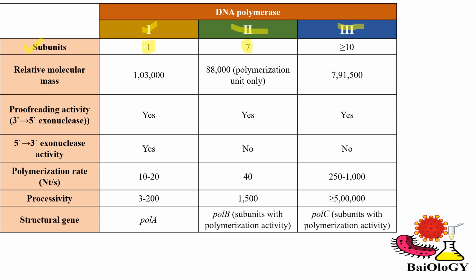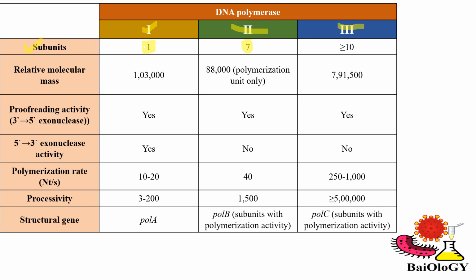Next is the relative molecular mass. You can see on the screen the difference between the molecular masses in these three DNA polymerases. The relative molecular mass given here in the DNA polymerase 2 column and in DNA polymerase 3 is of the polymerization unit. Just take a moment and see that the polymerization unit of the third DNA polymerase is very big molecularly, right? It has a relative molecular mass more than these two.